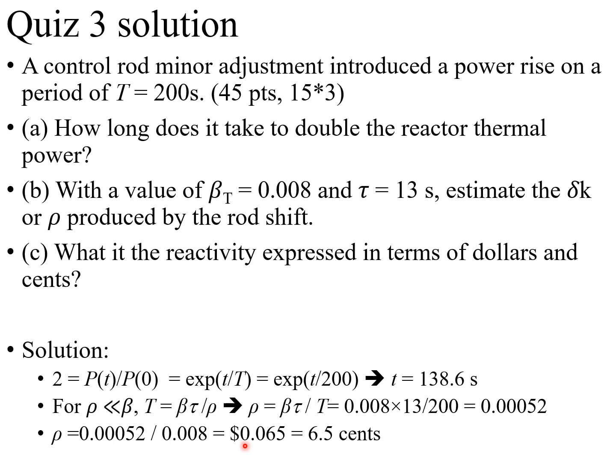Then that is $0.065. Then we can also multiply by 100 to convert this to cents. That is 6.5 cents. So either way will be correct.